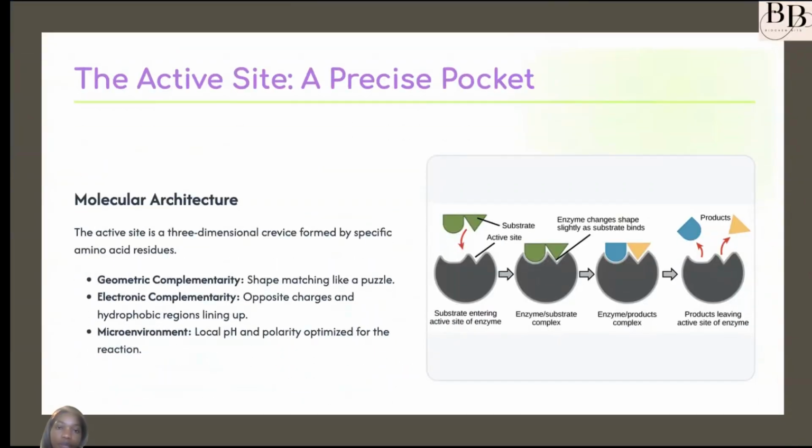Today, we're talking about the mechanisms, models, and the clinical significance of enzyme specificity. To talk about enzyme specificity, we need to talk about the active site, which is more like a crevice or a pocket to which the substrate binds for a chemical reaction to progress.